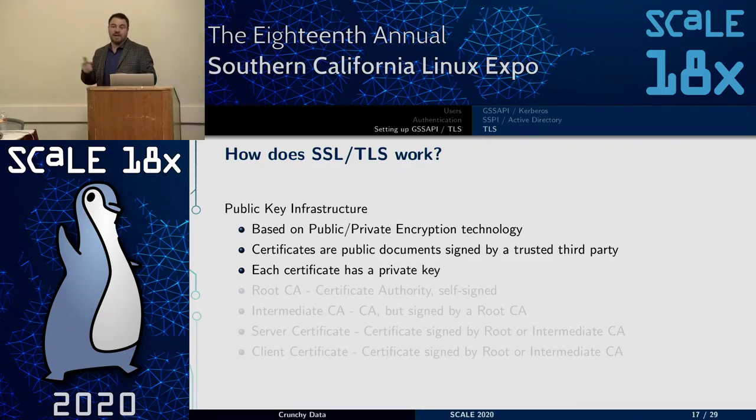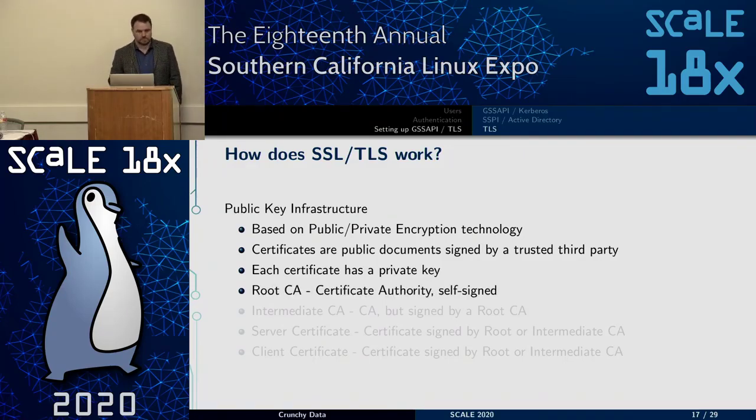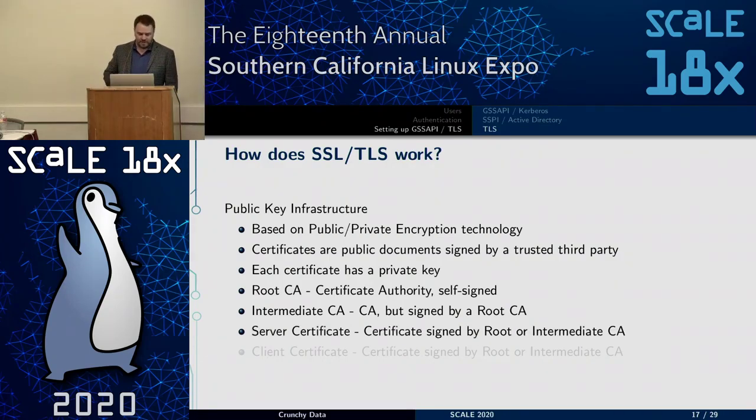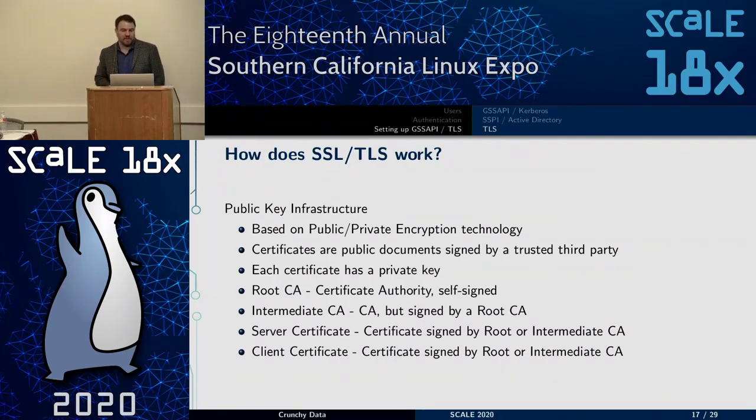But the point is that you can actually use it to prove things, that somebody signed this, for example. The root CA itself is typically self-signed. Often you have intermediate CAs that are signed off by a root CA, and then you're going to have a server certificate and a client certificate. That could either be signed by the root or, more commonly, would be signed by some intermediate CA.